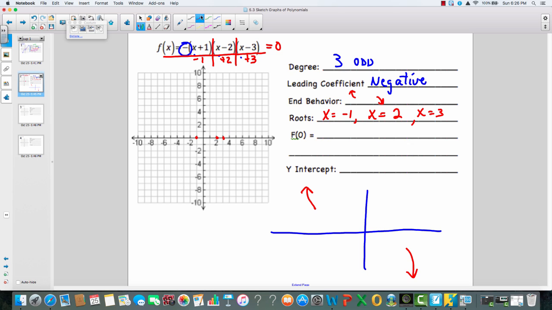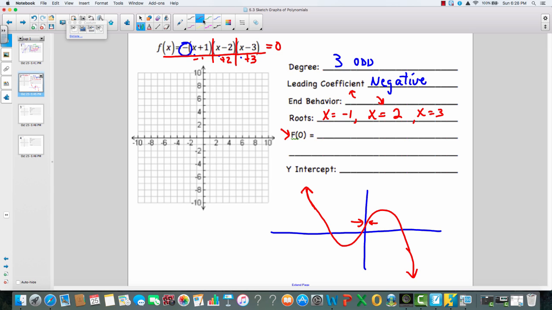Where should I cross the x-axis? You know, I'm going to be going like this due to my end behavior. I'm going to kind of, I don't know, maybe do something like that. Where do I cross? That's the question I'm asking. So that's what this is going to find out. Let's plug in 0 for x. That'll give us the y-intercept. And I'll know exactly where on this line my graph should be going through.